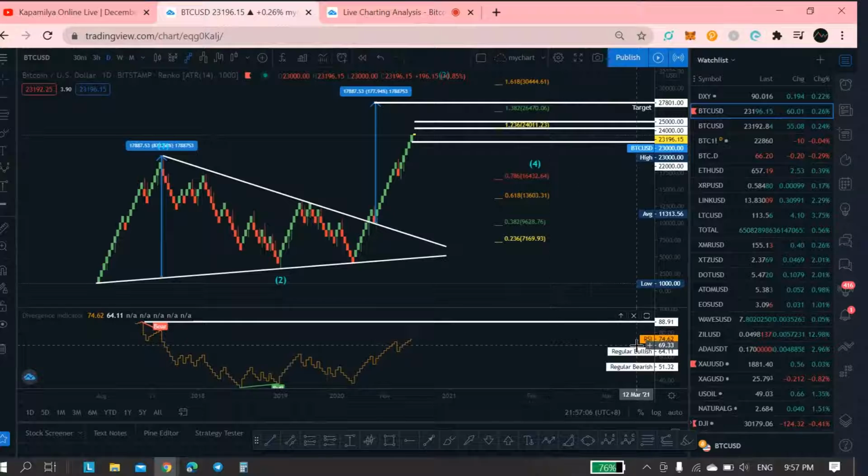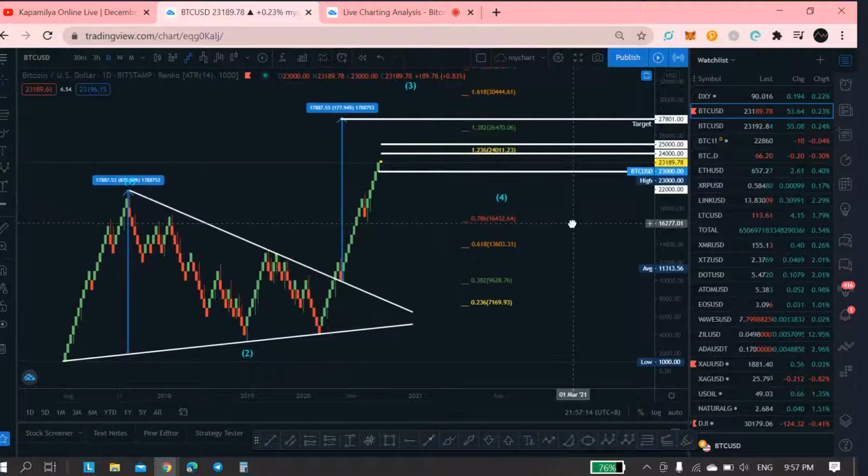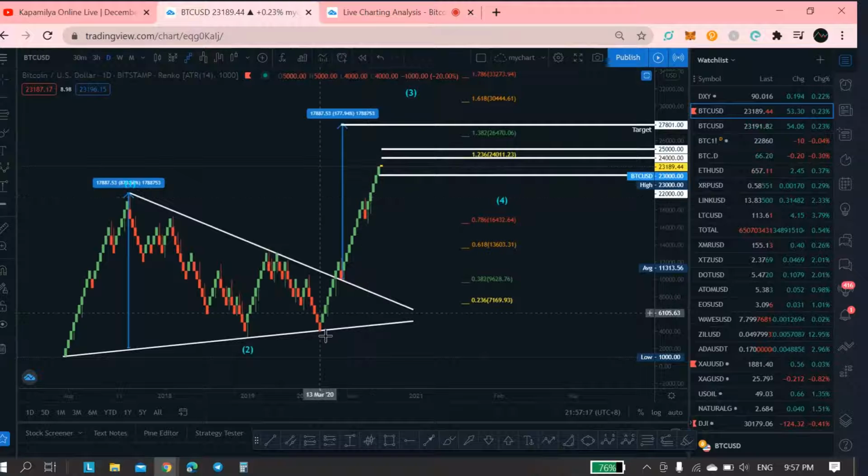So let's see how it goes. My bias here is of course still a continuation of the bullish trend, and you can also see that in these Renko bars here for me. So I think that's it for BTC.